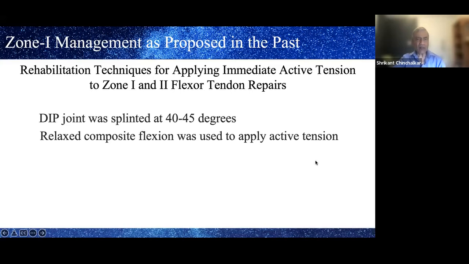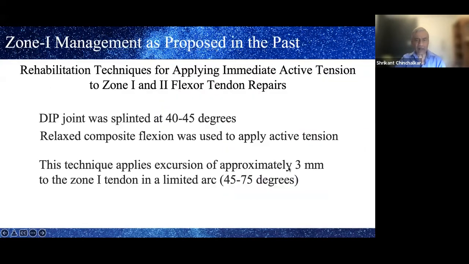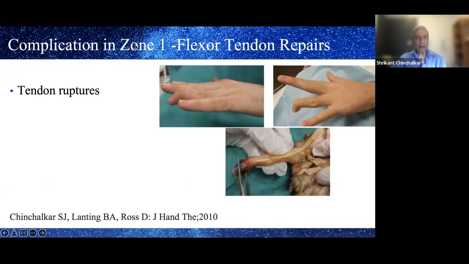So her analogy was that by performing this amount of motion, there is approximately 3 millimeters of tendon excursion in zone 1, which was calculated: that range of 45 to 75 degrees of flexion of the distal phalanx gives 3 millimeters of tendon motion. However, this is not the type of management a person should have following zone 1 tendon injury.